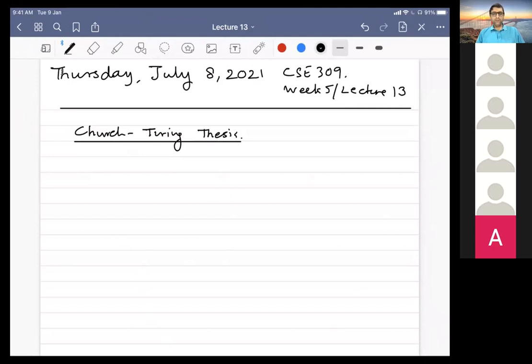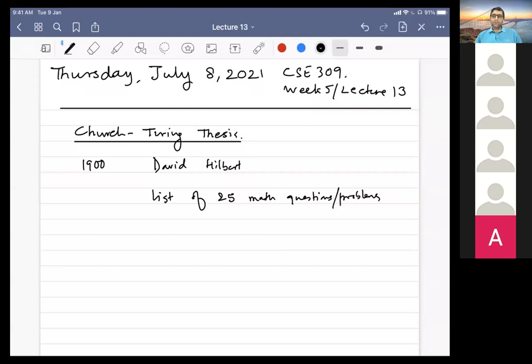So last time we ended the lecture at the definition of algorithm in Church-Turing thesis. So we will begin our discussion with the same theme. So I told you that in the year 1900, David Hilbert posed a list of 25 questions, right? He proposed that in the next 100 years, by the year 2000, we would be able to solve these questions. And on this list of problems, there was a problem listed at number 10, which is now famously called Hilbert's 10th problem.